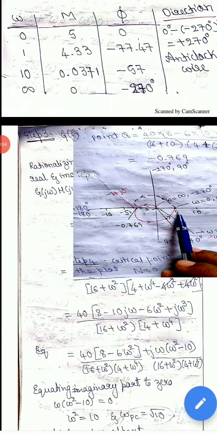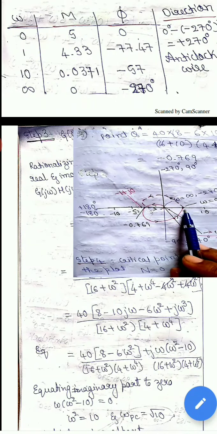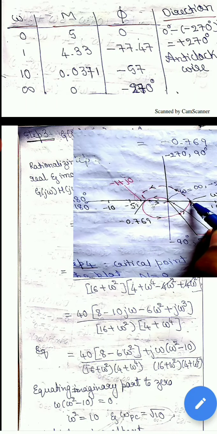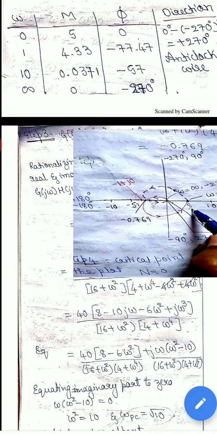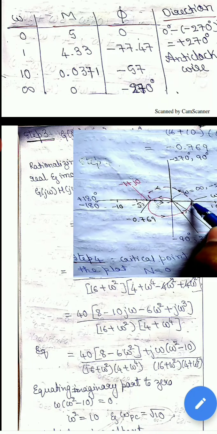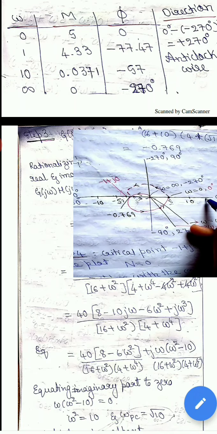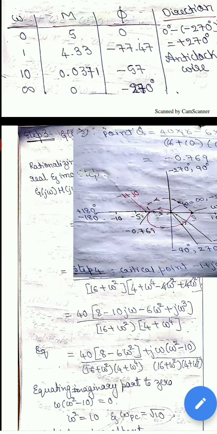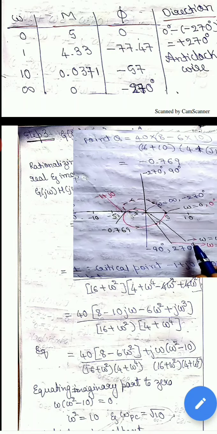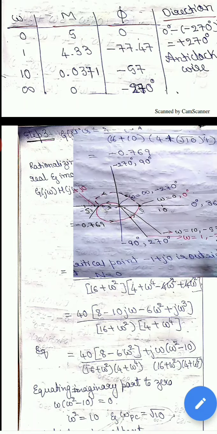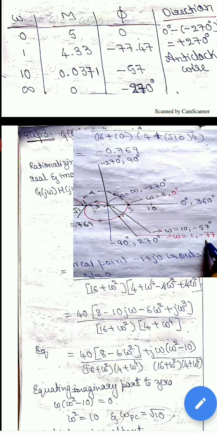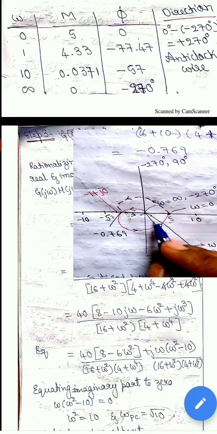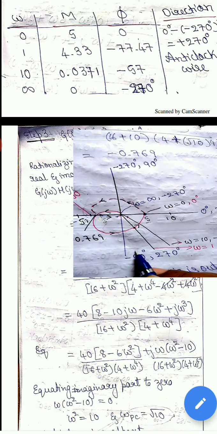You can see at omega is equal to 0, magnitude is 5. Mark at omega is equal to 0, magnitude is 5. Next, phase angle is 0, so dark line. Next, at omega is equal to 1, what you got? Minus 77.47 degree. It will be here, near to minus 90 degree.